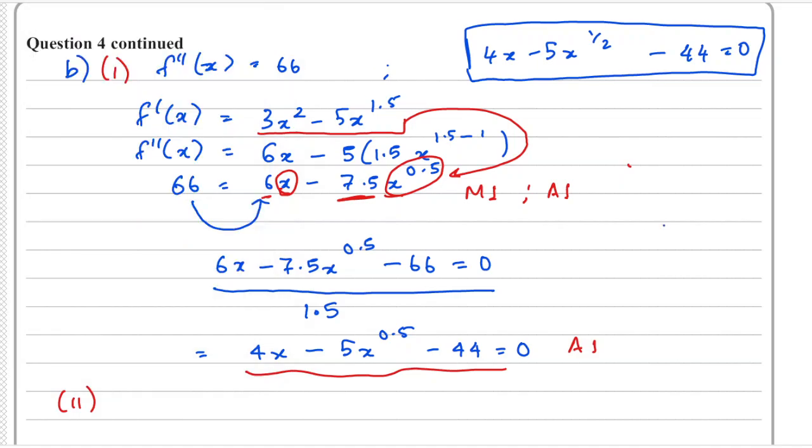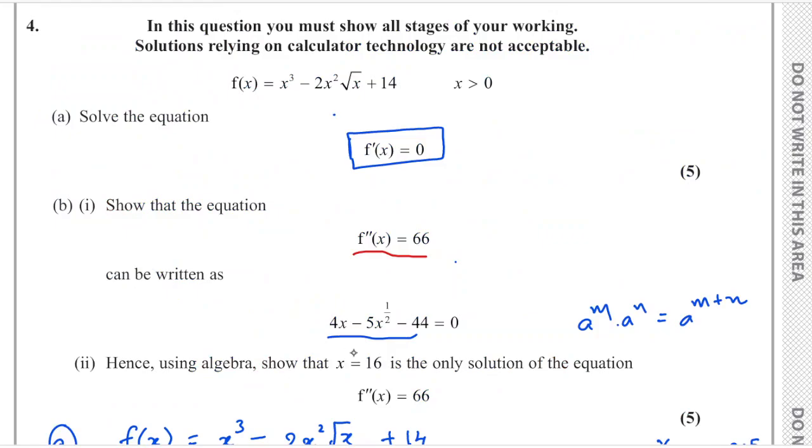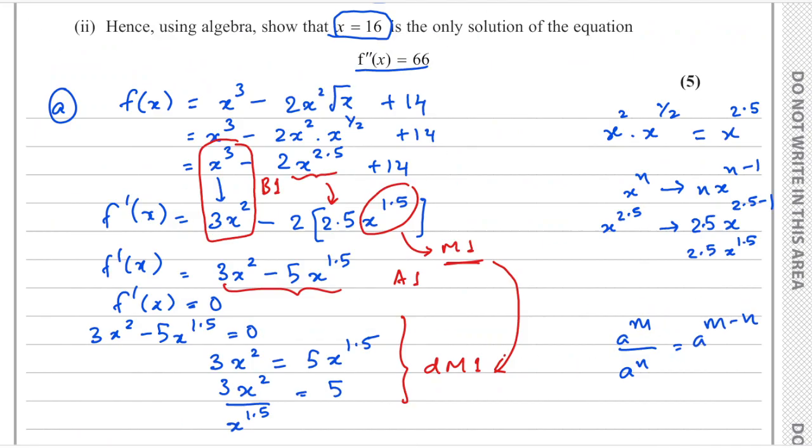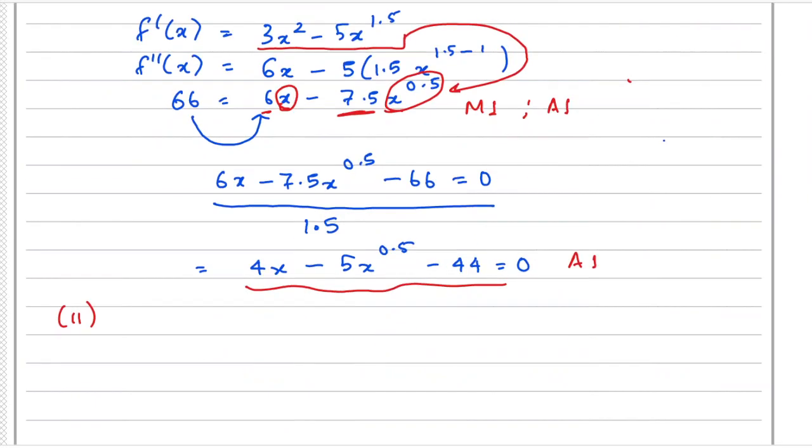Now we go to the second portion of that question, which says that we need to show that x equal to 16 is the only solution for this particular equation. So we already have the equation, which is 4x minus 5x to the power 0.5 minus 44. Whenever you see an equation of this format where you have a root term and a normal x term, you can't actually solve it directly as a quadratic. So you need to convert it into a quadratic equation.